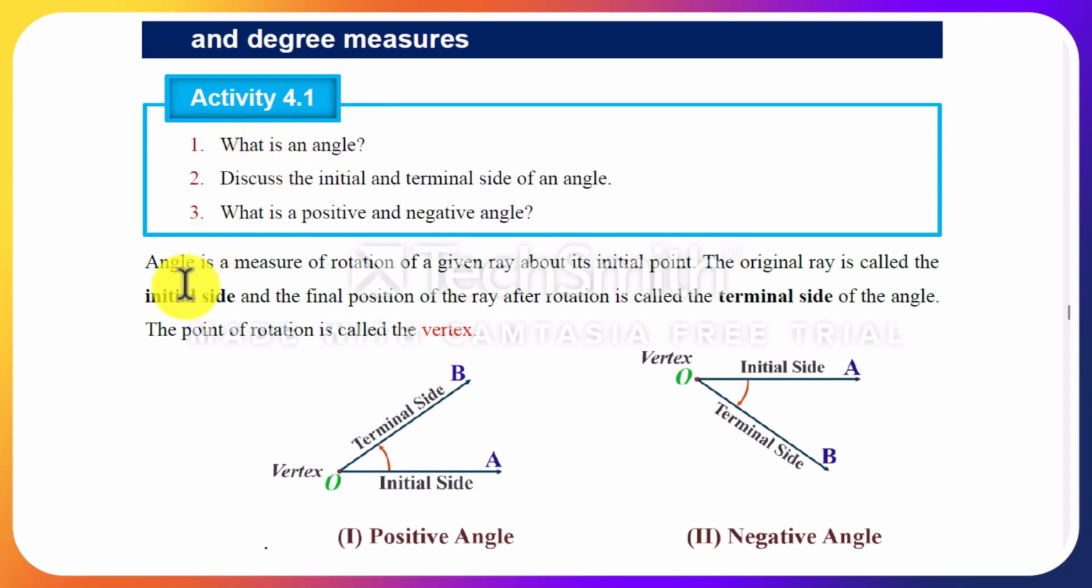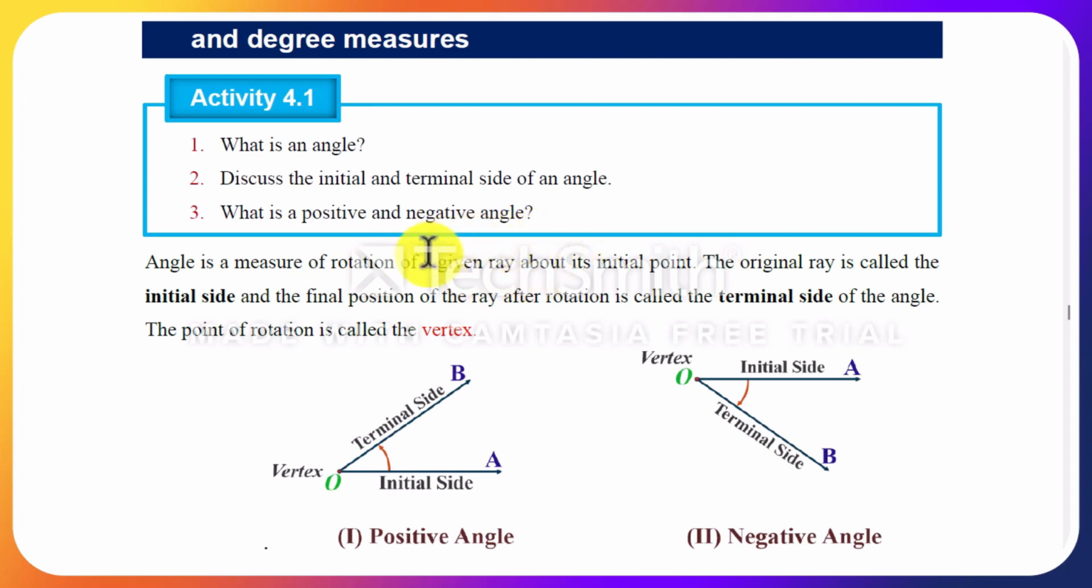An angle is a measure of rotation of a given ray about its initial point. Therefore, an angle is formed when we rotate a given ray about its initial point.